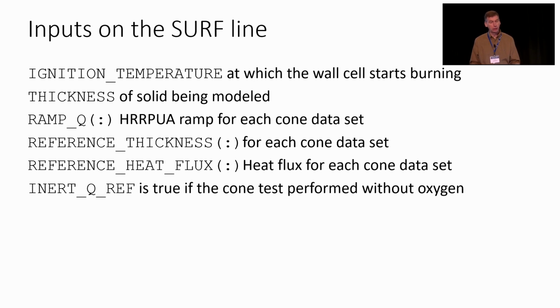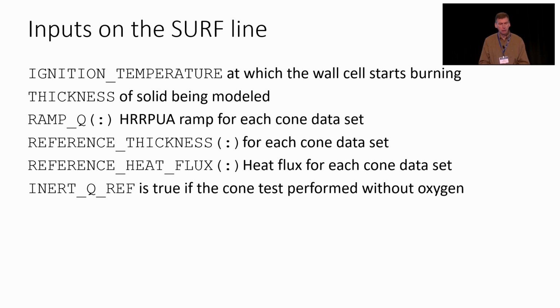Reference thickness and reference heat flux, so those are the new parameters. Those simply indicate to the model, to FDS, what the cone data was measured at, okay? So if you only have cone data for 50 kilowatts per meter squared, you put that in. If you have it for 50, 25, 75, or any other heat flux, that's an array, and you can dial in the different exposure heat fluxes and the thicknesses of the sample in the actual cone experiment.